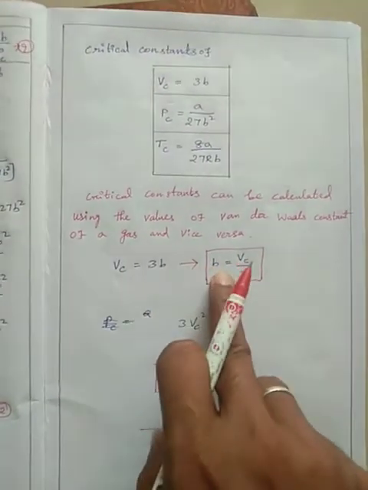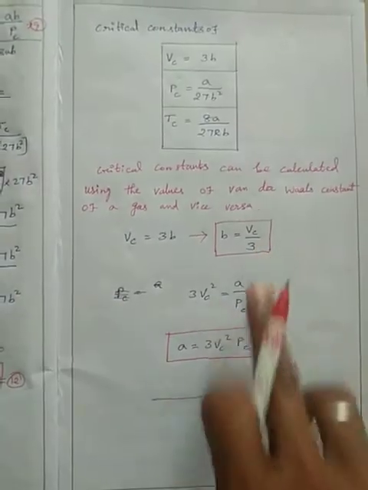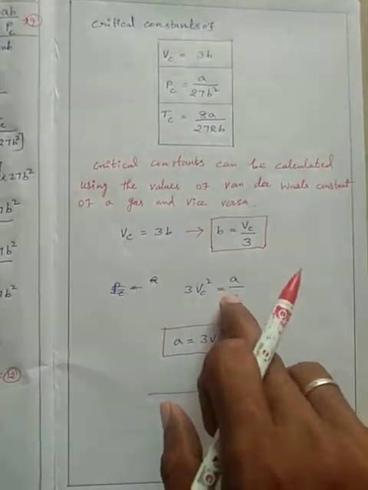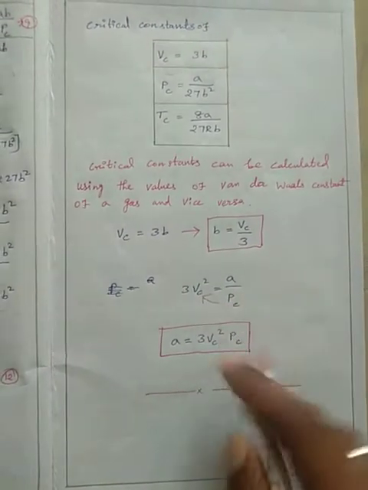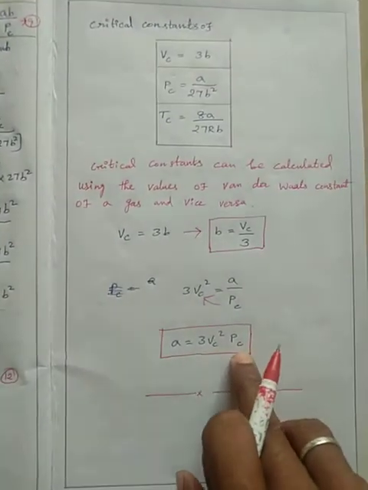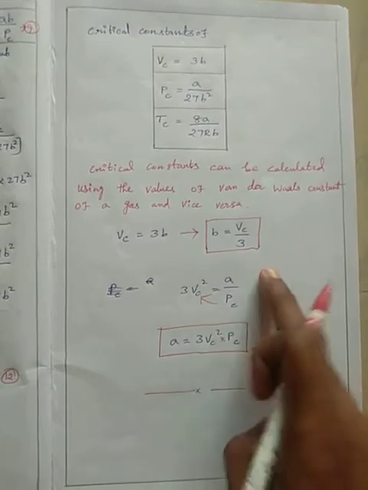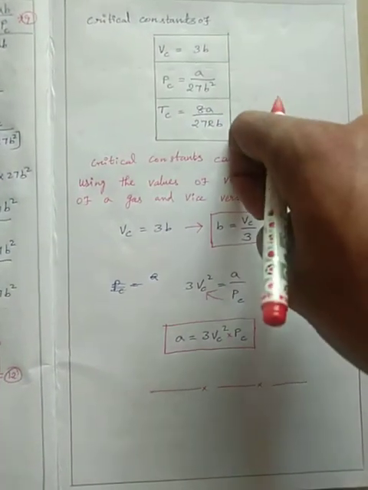Already we found Vc equals 3b, so b equals Vc by 3. So the b value equals Vc by 3. To find the a value, 3Vc squared equals a by Pc, so a equals 3Vc squared multiplied by Pc. So we find out the a and b values, and the critical volume, critical pressure and critical temperature values.